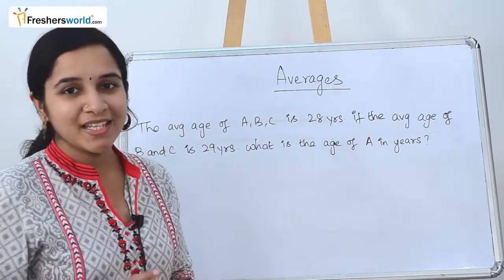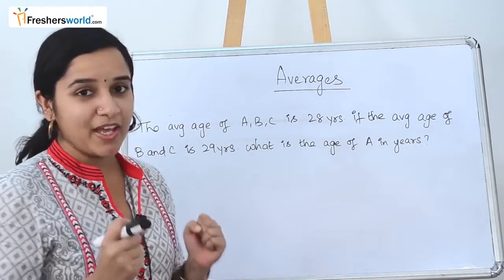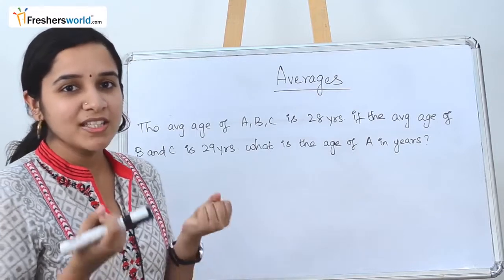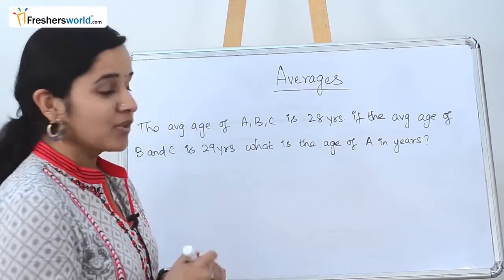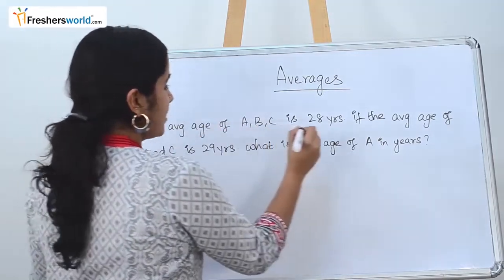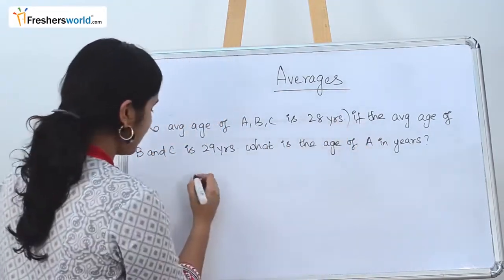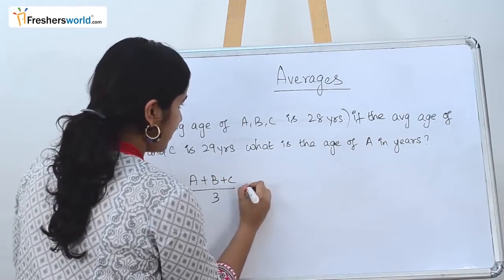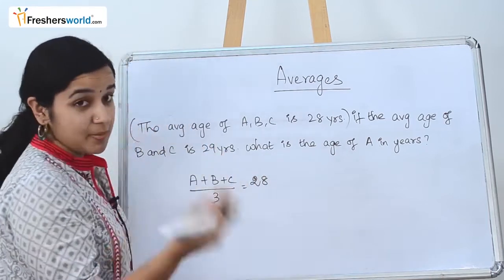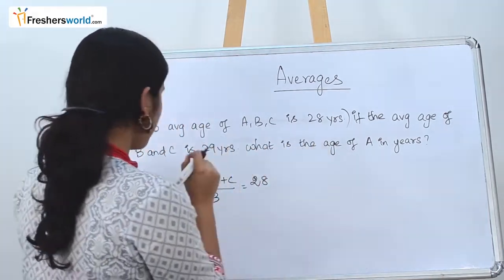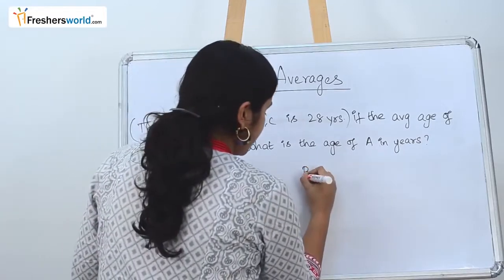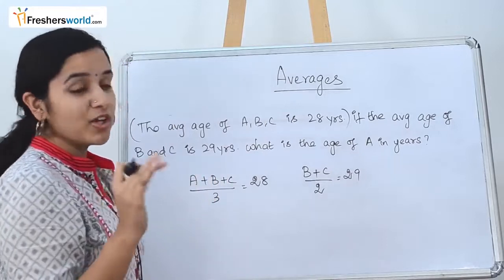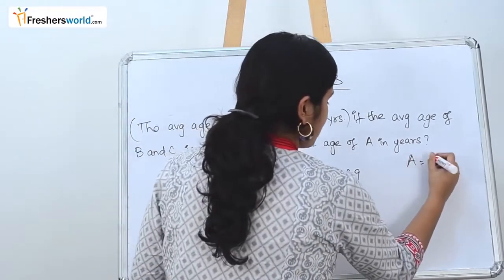So, if you see in averages, it's more like the ages concept where you have to split the question and understand it better. You can see that the answer is always inside the question if you understand it better. So, let's split the question first. Average age of A, B, C is 28 years. So, how do we write this? Average of A, B, C: A plus B plus C divided by 3 is equal to 28 years. What is the second part of the question? If the average age of B and C is 29 years, B and C average is 29 years, they are asking for the age of A. The age of A is the one that we have to find.